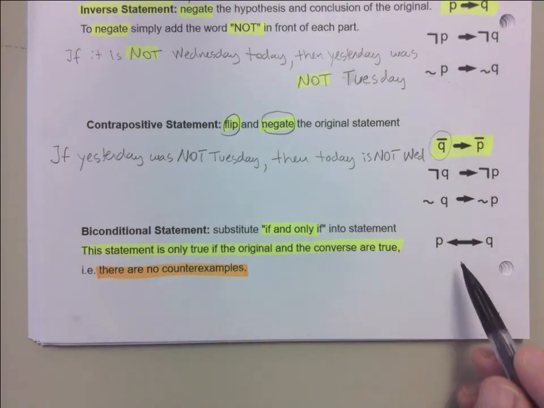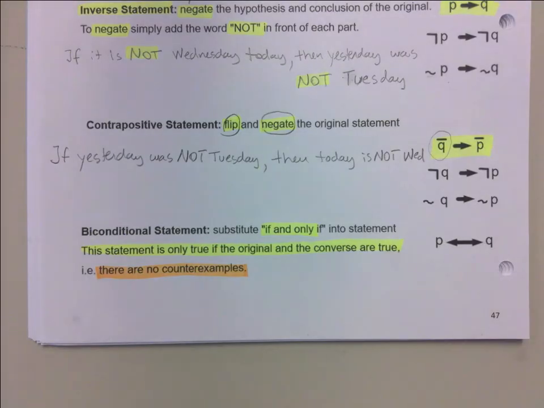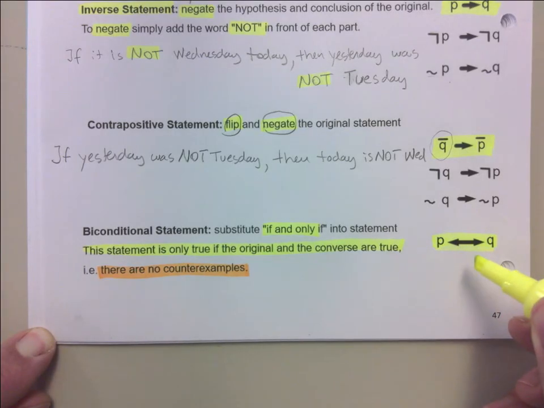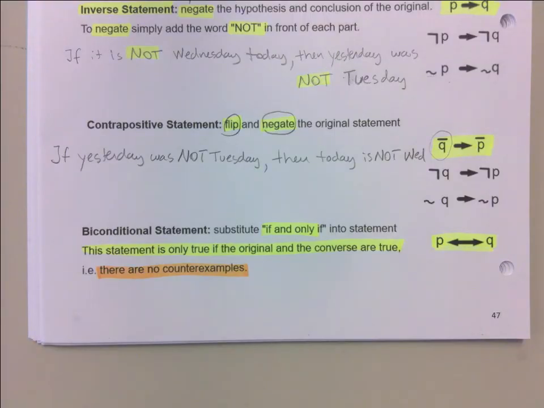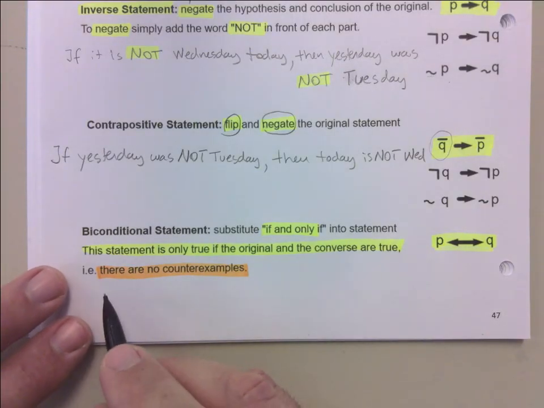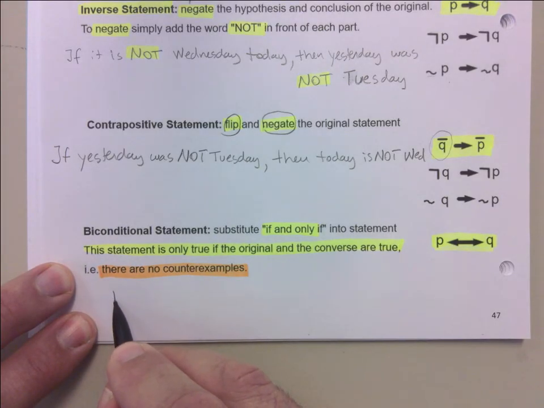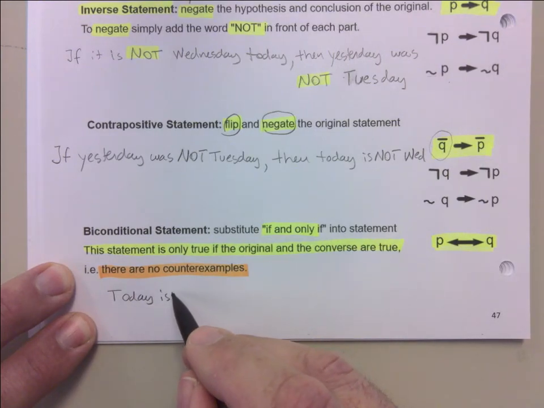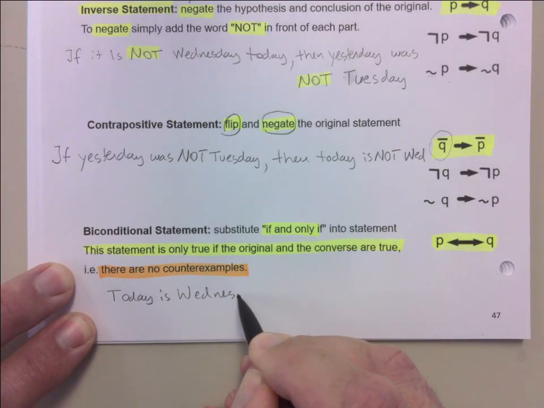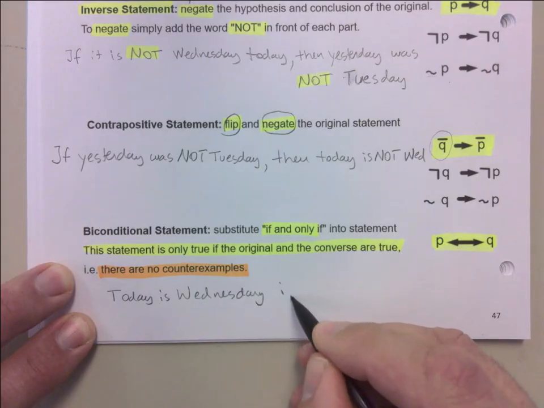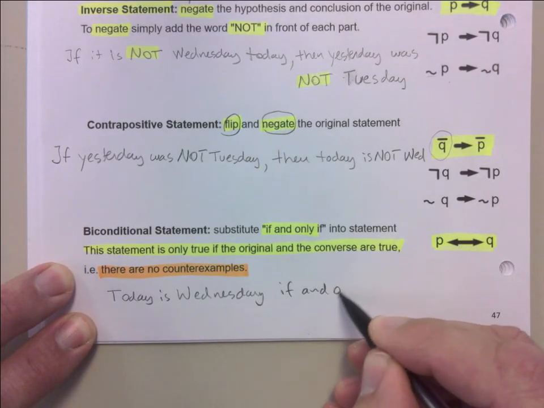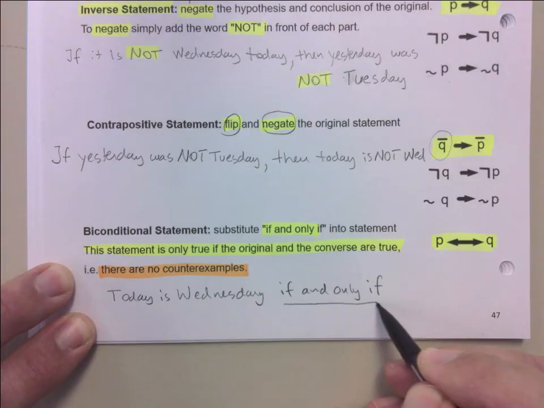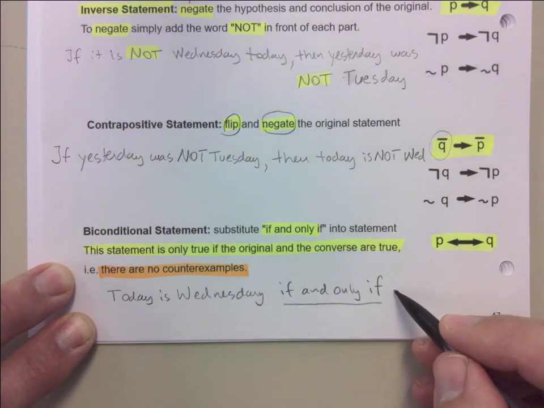So, watch this. What's up with the notation here? What do you notice about the notation? Arrowheads go both ways, right? That's how you know that's a biconditional statement. So watch how you do this one. You go back to the original. P is first, so today is Wednesday, if and only if. That is the new part, right? If and only if yesterday was Tuesday.